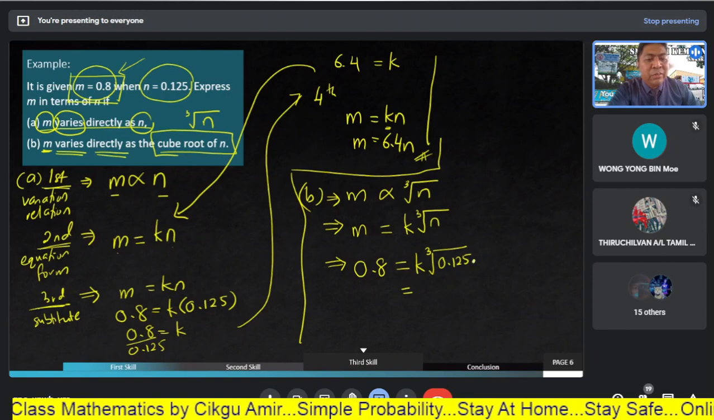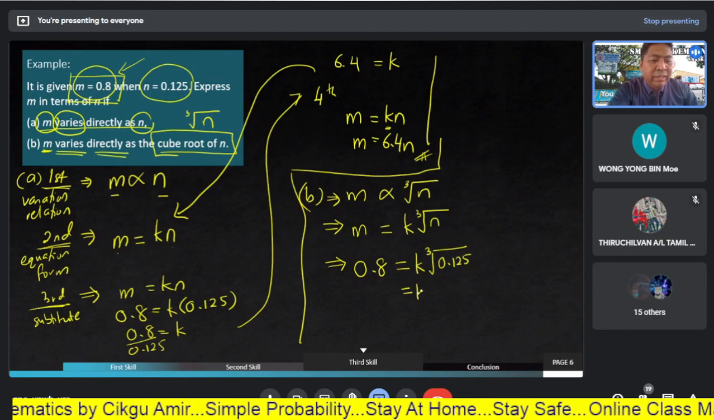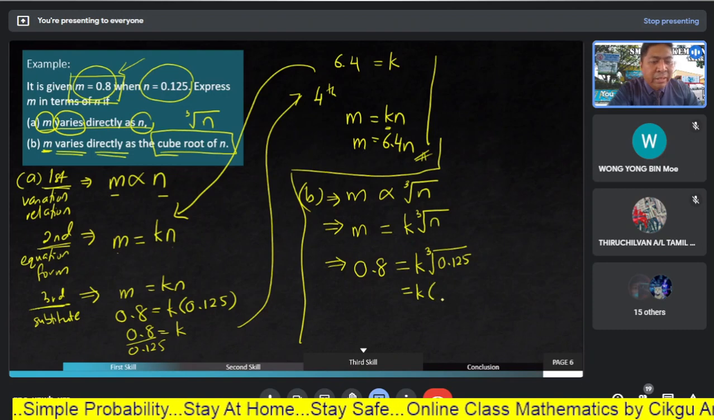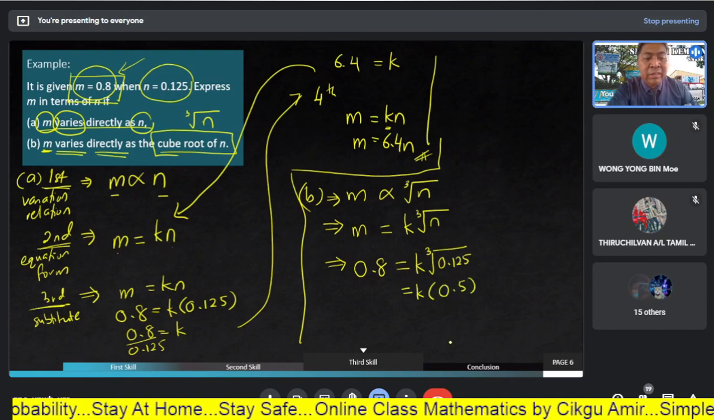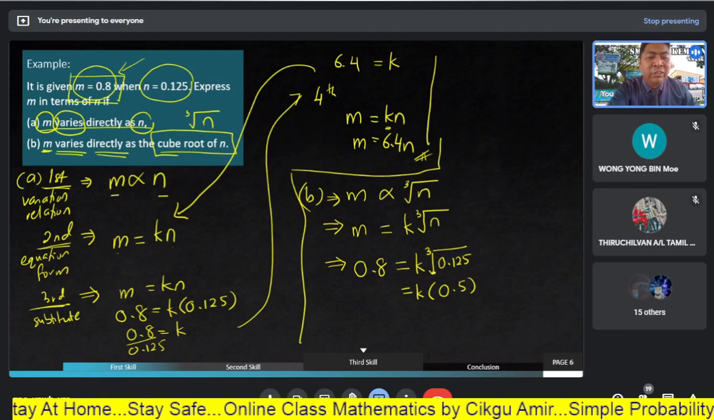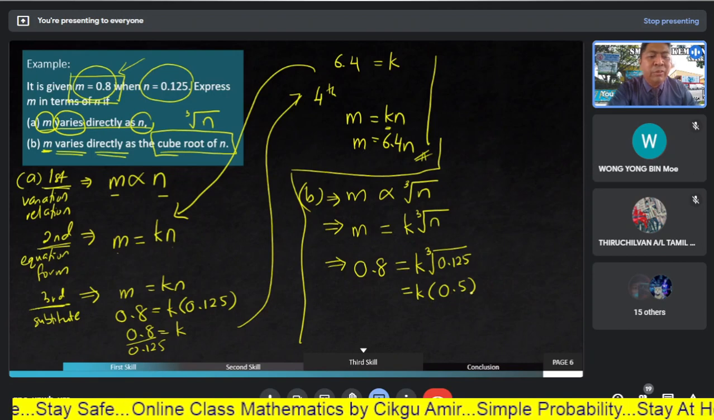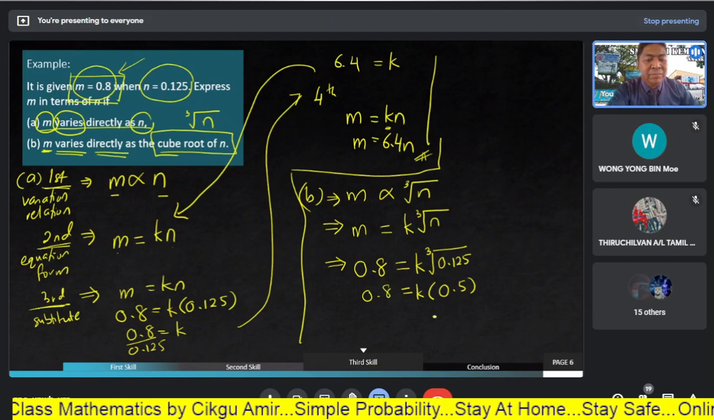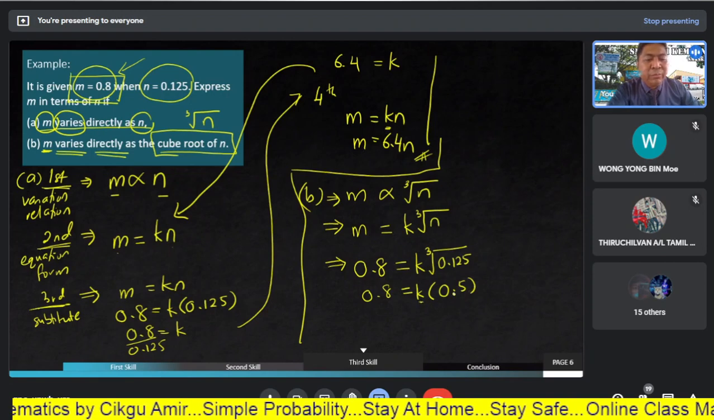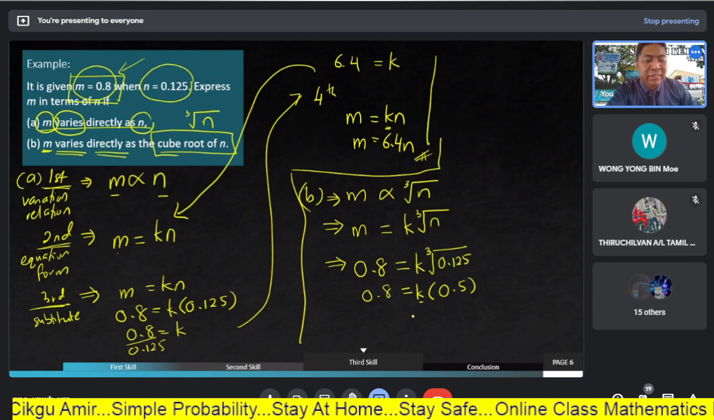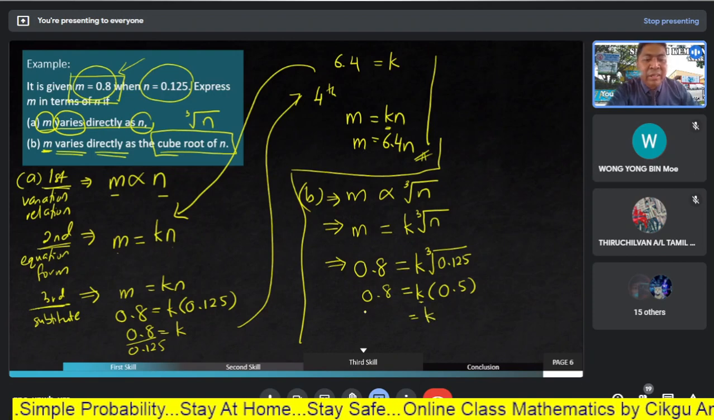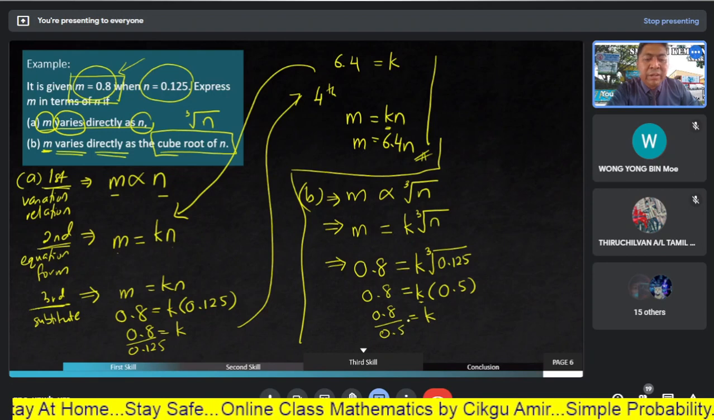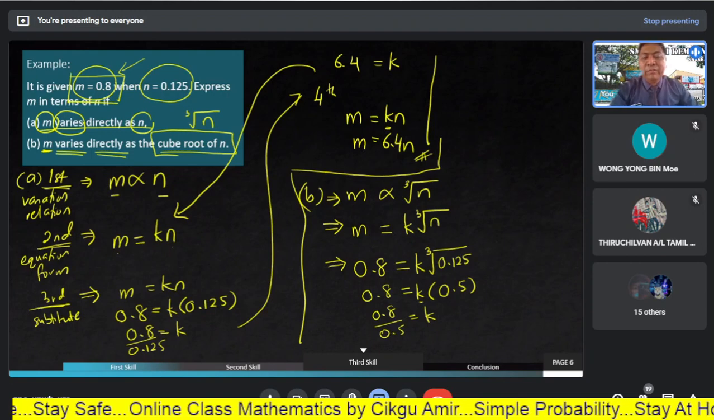Using calculator, menggunakan calculator, using scientific calculator, cube root of 0.125, you get 0.5. Okay, this is using calculator. Cube root of 0.125 is 0.5. 0.8 is 0.8. Then k, we move 0.5 to the left side. Tinggalkan k sahaja. Left side becomes 0.8 divided with 0.5.